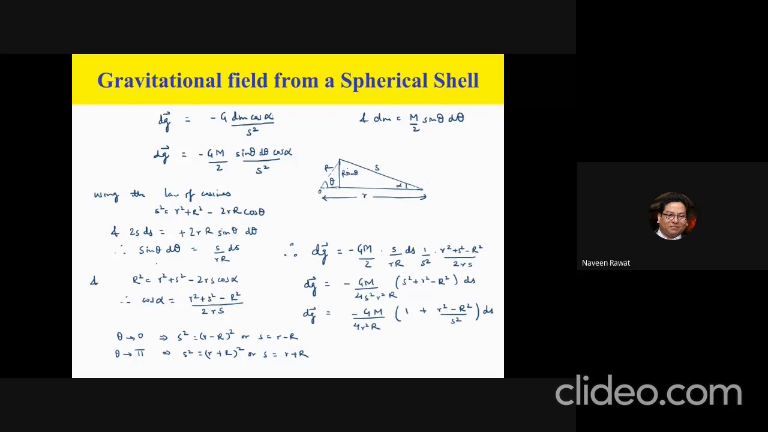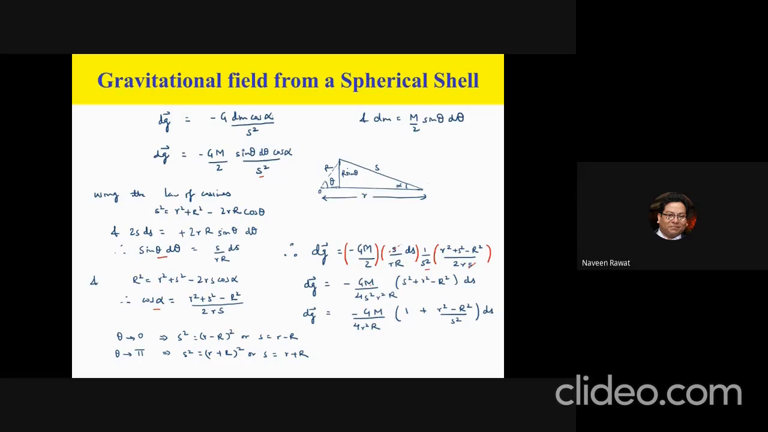So now you have sine theta d theta and you have cos alpha. All we have to do is plug that in here. I get minus gm by 2 as my expression, which is already there. For sine theta d theta, I'm writing s by r times ds, and I have 1 over s squared, which is already there. Then cos of alpha is this expression right here, r squared plus s squared minus capital R squared divided by 2rs. Now I can do some simplification. s and s will cancel.